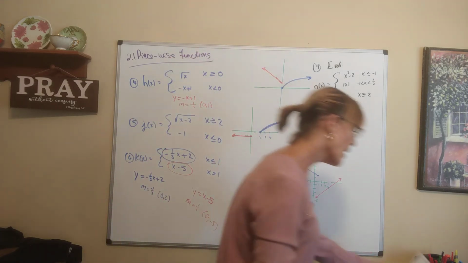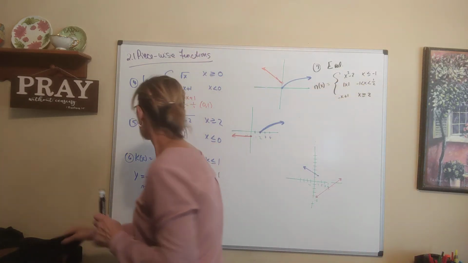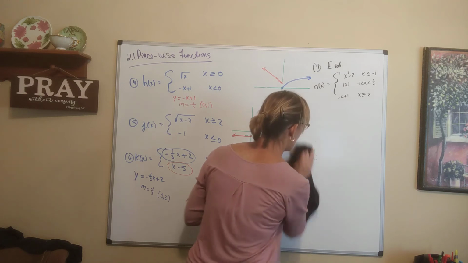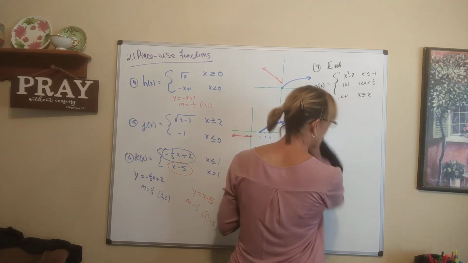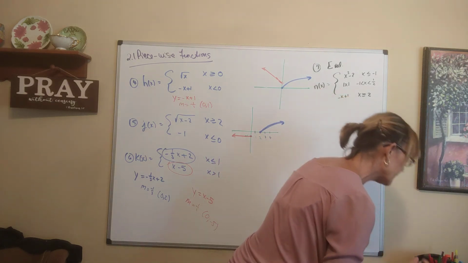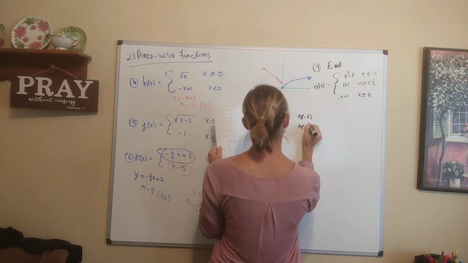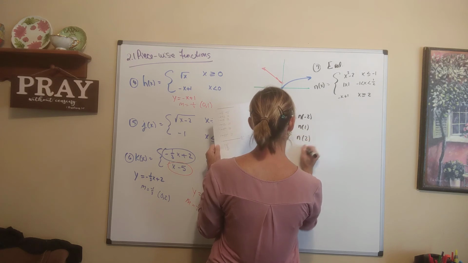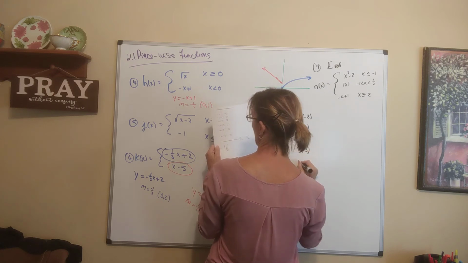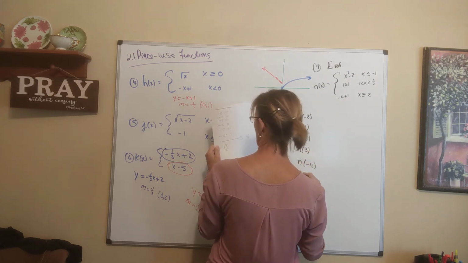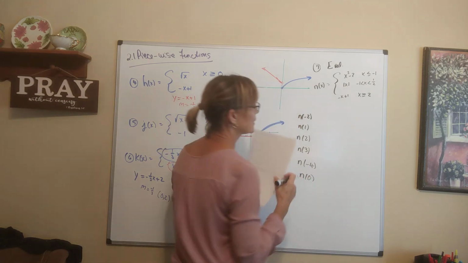So, what values did they ask us to do? They gave us a bunch. I say they, it was really me. But here, we had to say this. What is n of negative 2? N of 1, n of 2, n of 3, n of negative 4, n of 0. This is what we had to decide.